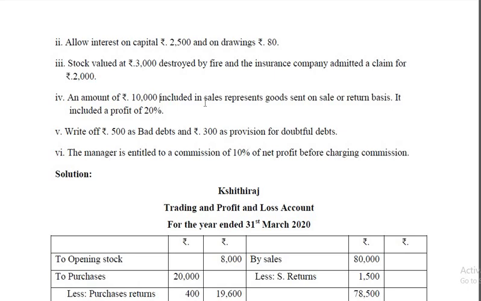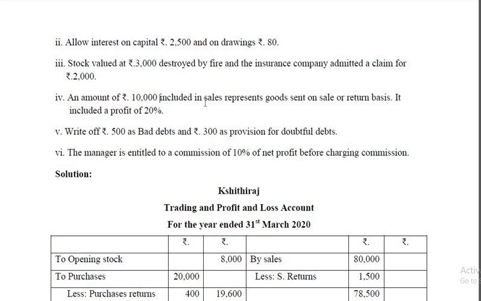So what has to be done? The value of goods treated as sales should be deducted from sales. Here it's not mentioned whether it is the cost or invoice price. Therefore, we can easily assume that it is the invoice price or selling price. So 10,000 should be deducted from sales on the credit side of trading account.